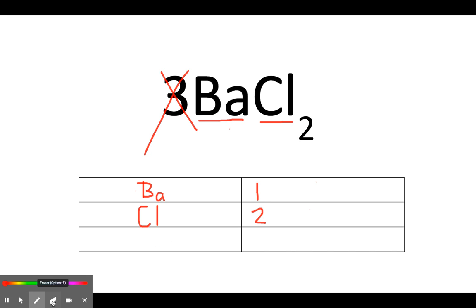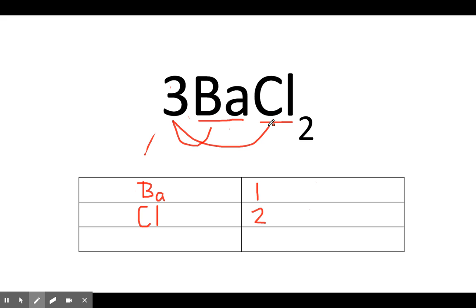But now we're going to have to take into account our coefficient. So what we're going to do now is we're going to multiply our 3 to each of these. So this means that there are 3 barium chloride molecules. And so we're going to multiply the 3 times 1. We know that 3 times 1 is 3. And then we're going to multiply 3 times 2. So 2 times 3 is 6. All right, so in total, we would have 9 atoms here.